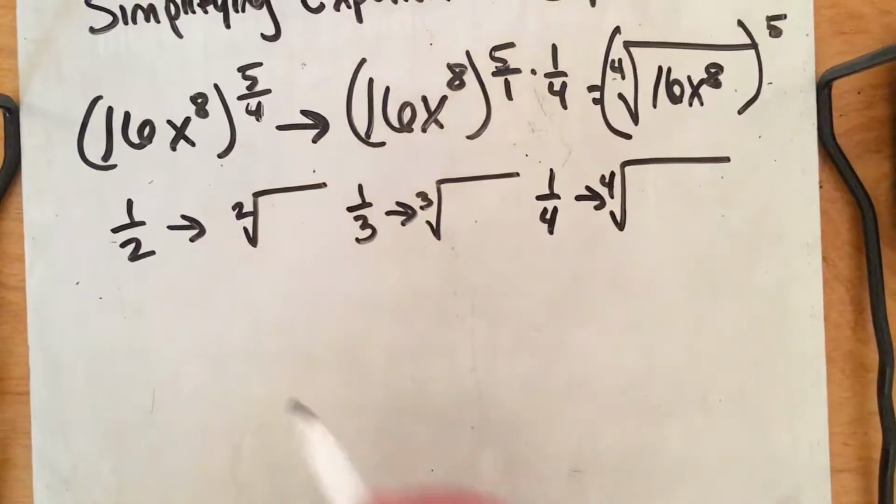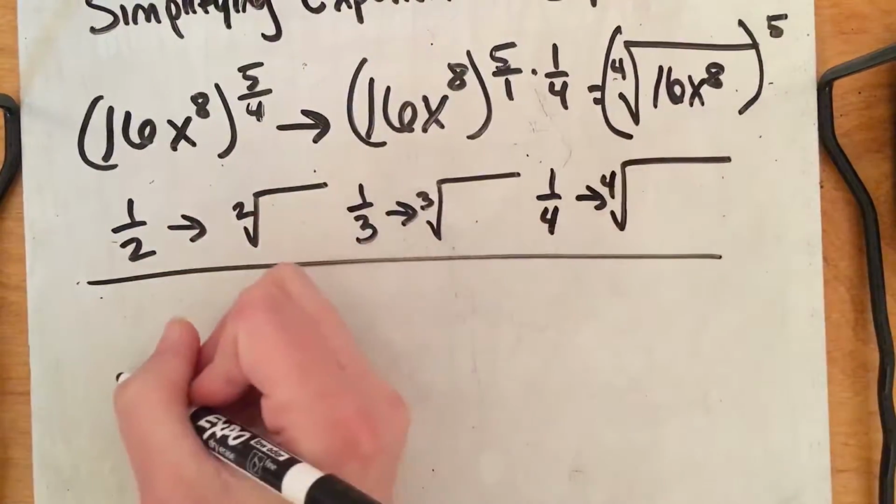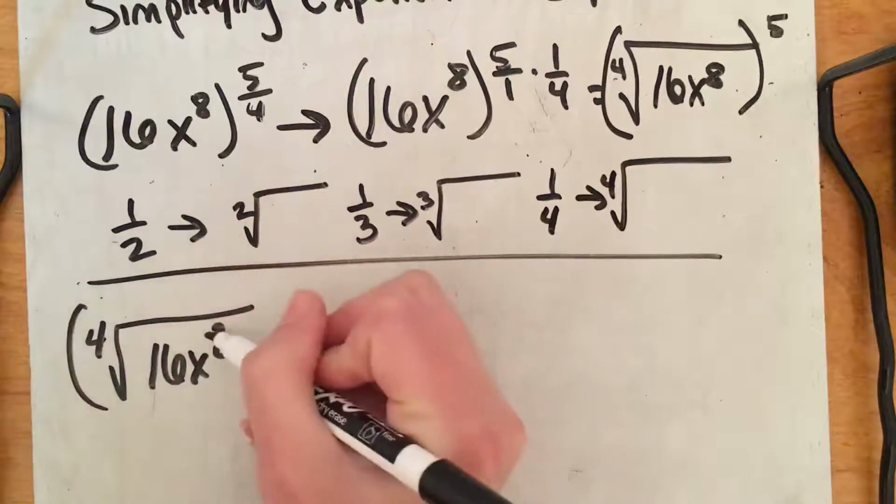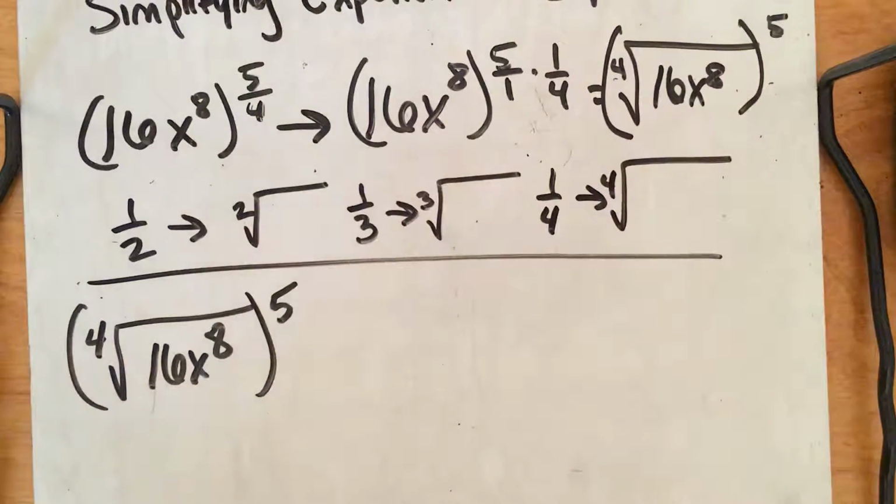Okay, so I'm going to copy that down here a little bit more. So, 4th root of 16x to the 8th. And I'm going to put my 5 on the outside of all of that. Technically it could be on the inside, but I think it's easier just to put it on the outside and deal with that later. So we're going to deal with the inside first.